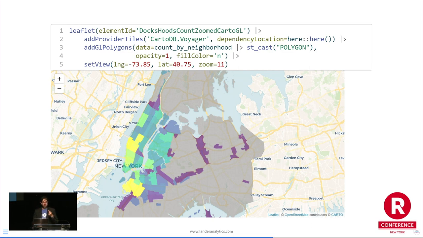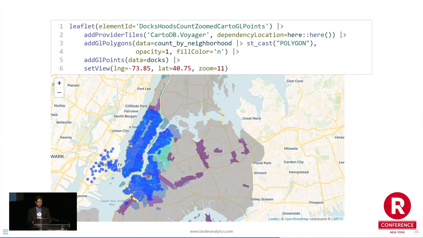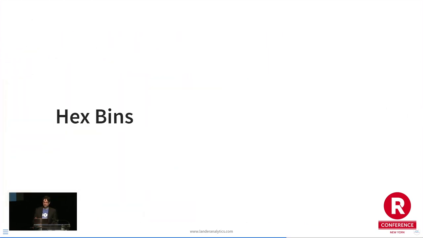And if you want to add points on top of a choropleth, you just say AddGL points on top of the previously existing polygons. And that's it. You build it up iteratively, layer by layer, just like you would ggplot. So far, I've been making my choropleths by neighborhood, which are these arbitrarily defined boundaries based on some bureaucrat in the city. So instead, I want to use hex bins. I want to bin up my data into small hexagons and plot the density of those hexagons.